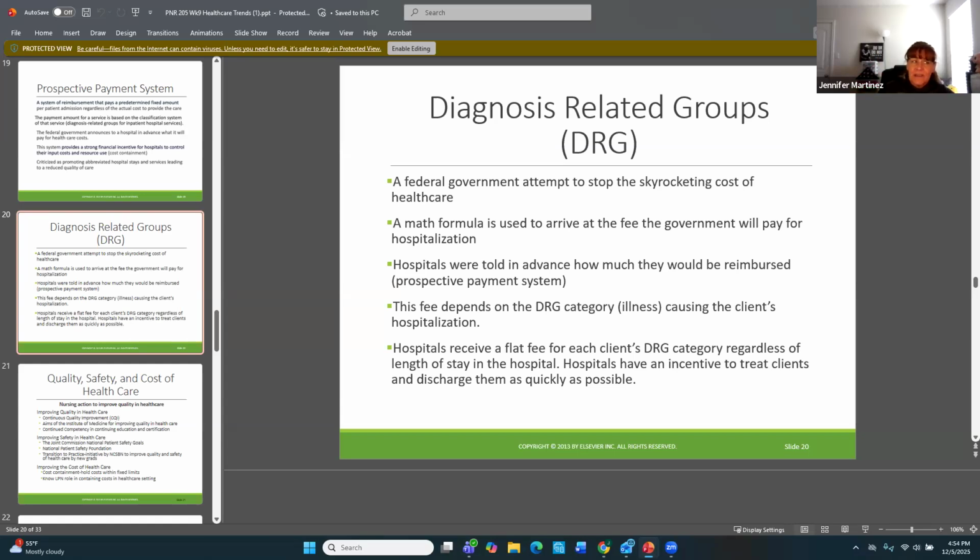So hospitals receive a flat fee for each DRG category, regardless of length of stay in the hospital. All right. So that's where that incentive comes in to treat the clients and discharge them as quickly as possible. Right. So if you're only getting $5,000, and a night in the hospital is $1,000, right? We don't want to keep them in there for the full 5 nights. We want to try to treat them and send them home or somewhere else. So you can see where this can be an issue, right?